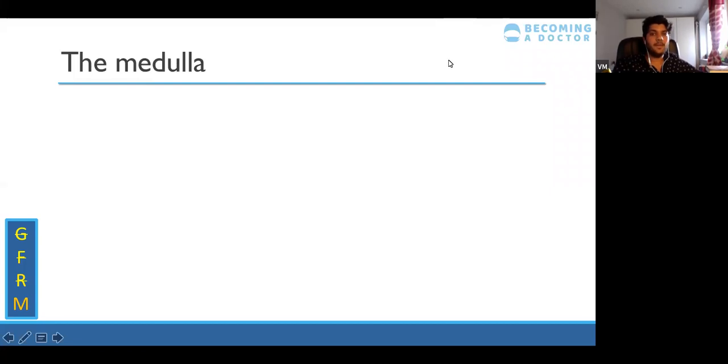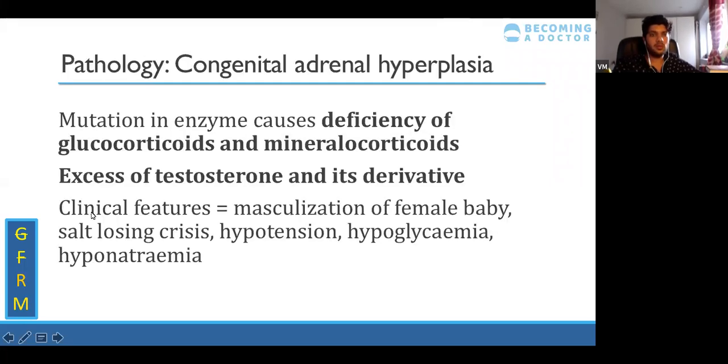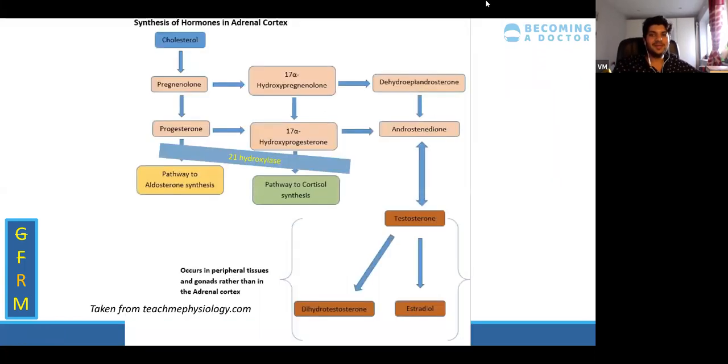So, can you recap the previous slide quickly? Yeah. Which slide? This one? Yeah, that's it. The previous slide. Yeah, the pathway. Yeah.